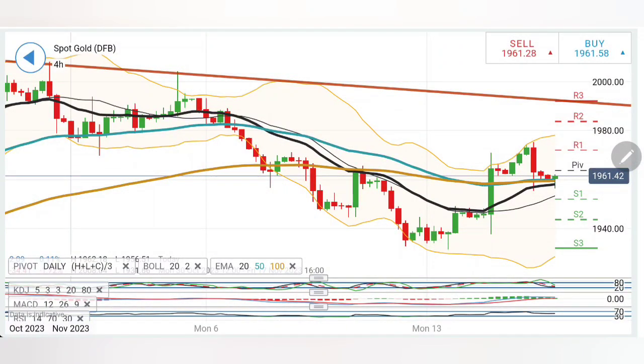Gold reversed from the resistance at 1975 and has seen a good drop towards the first support levels at 1955-54. Now, what to expect? Has it bottomed? Can we again expect it to rise, or does it have further room to continue its downward move? Which position should you take in order to profit trading gold today? We will see with the help of charts and indicators.